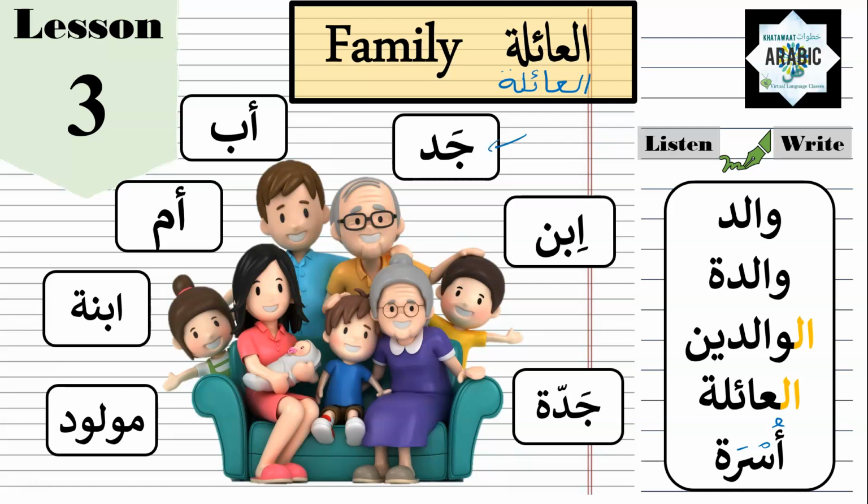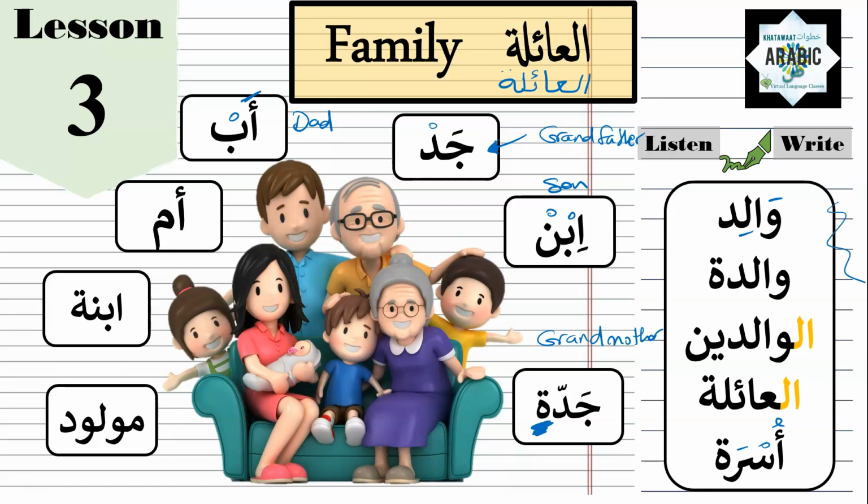So the first word we have is a reference to grandfather. Jadd, grandfather. Then we have Ibn, son. Jadda, grandmother. As you can see, there is a ta marbuta over here, Jadda. Then we have Ab. And usually Ab is a short form of father, which is like dad. But father would be walid.